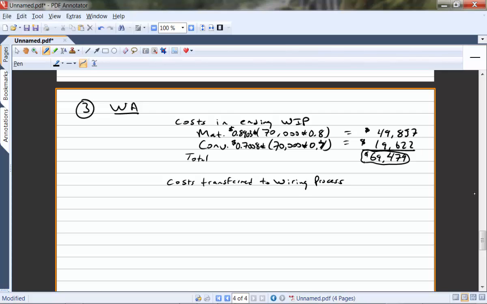The only costs we need to transfer out are the costs to complete the beginning WIP, the cost that we have to incur to take those units that are all sitting there, each 0% done, or what we think are 0% done, complete those, plus the cost for the units that we started and completed this period.